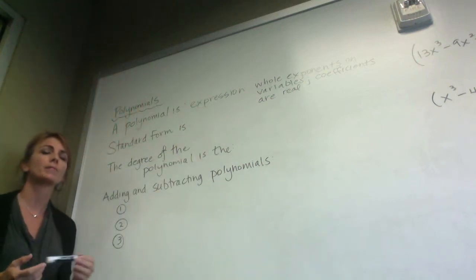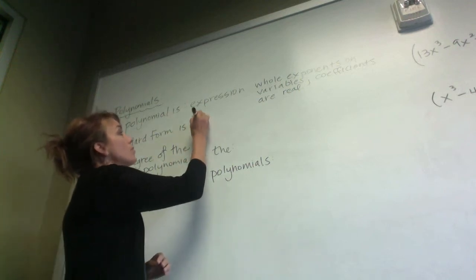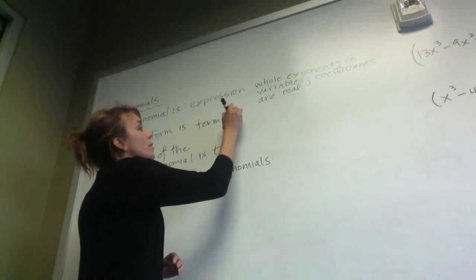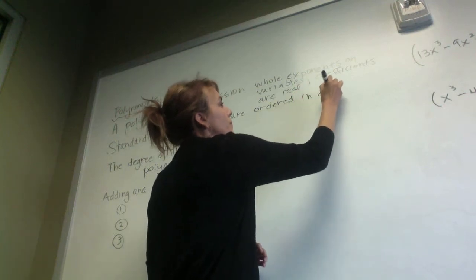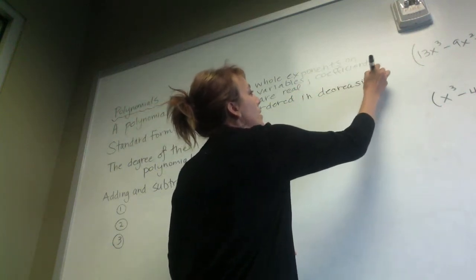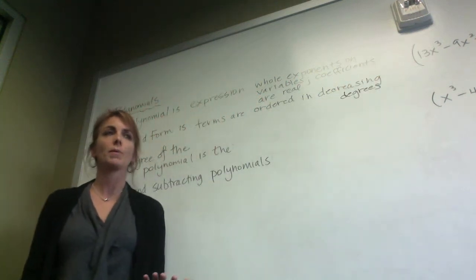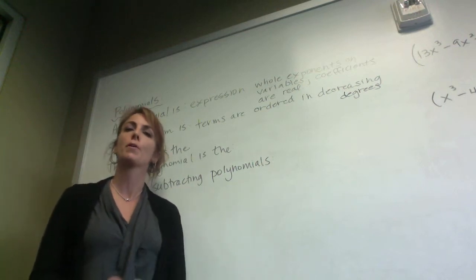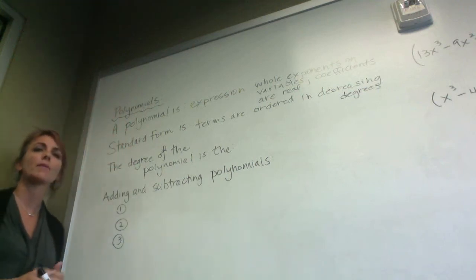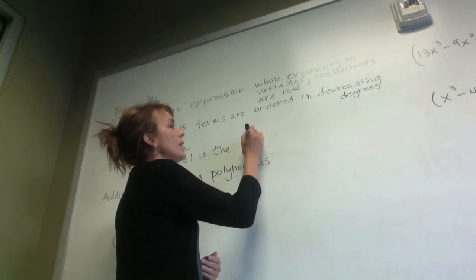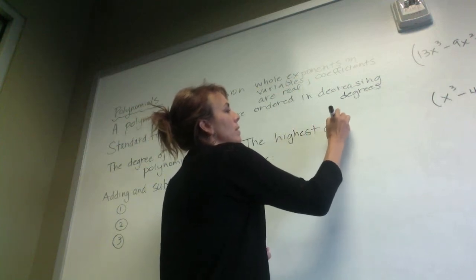Standard form of a polynomial will take those terms and place them in a specific order. The terms are ordered in decreasing degrees. So if you have a cubic term and a linear term, the cubic term would appear first when you're talking about standard form. Okay, so when I'm talking about the degree of a polynomial, I am talking about the degree, or the highest degree, of any term.